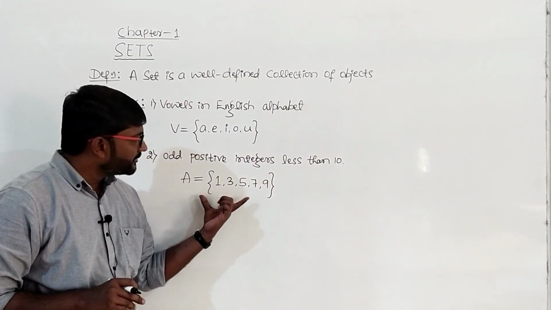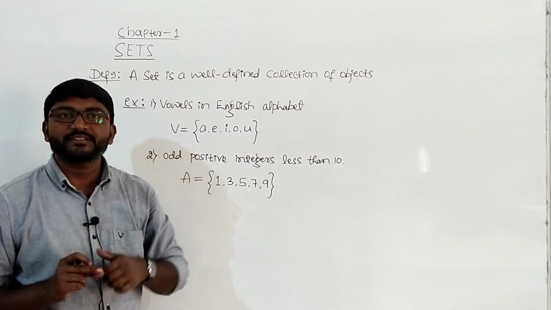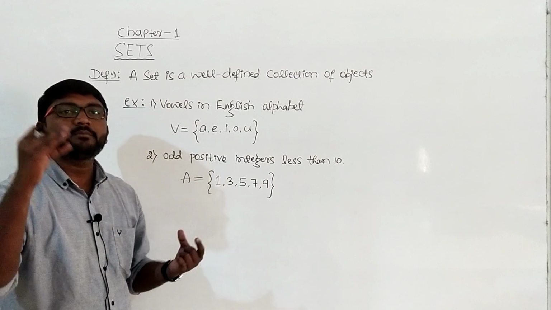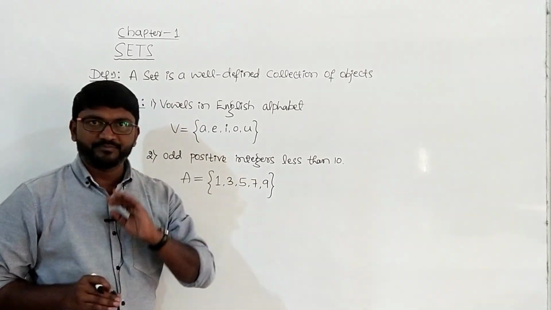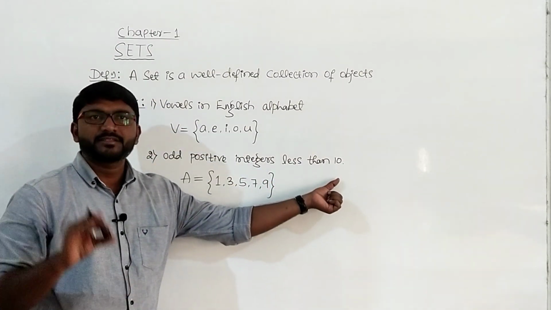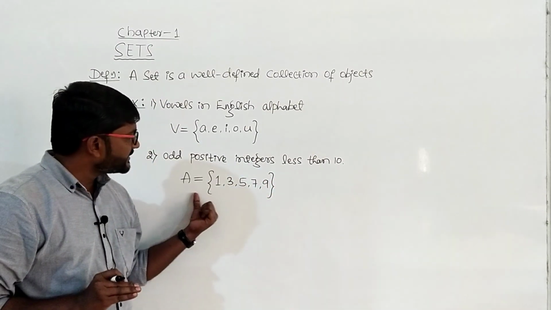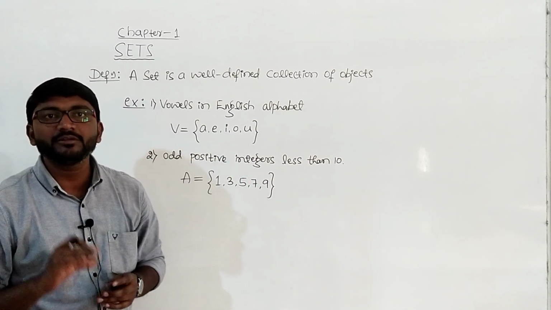Observe this set now. It is a well-defined collection of objects. If you ask any person in another country, this will remain the same. It will not change. Odd positive integers less than 10. If you ask any person, the set remains the same because it is well defined. It will not change from one person to another.